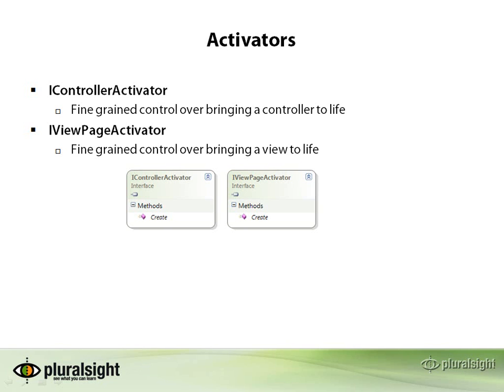The default controller factory will still use its own logic to locate the type of controller to instantiate, and then it will ask for a controller activator to instantiate the controller. If an activator is not available, the default controller factory will fall back to using Activator.CreateInstance to construct a controller, which is why our home controller no longer works with the default controller factory.